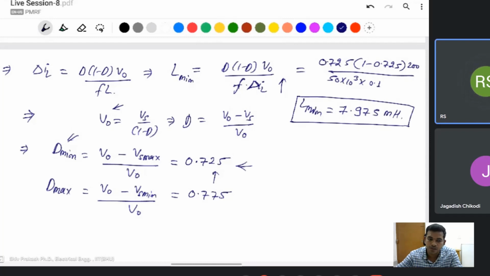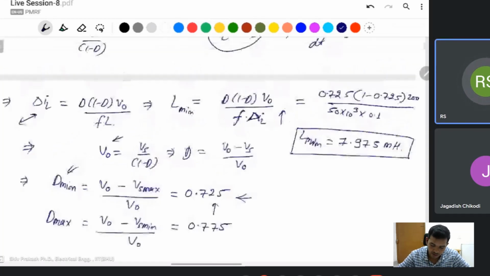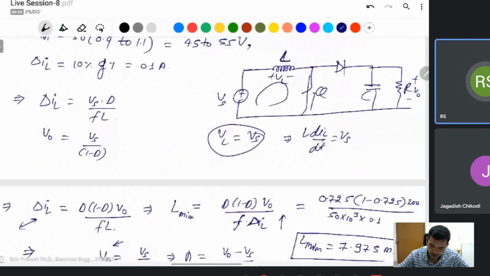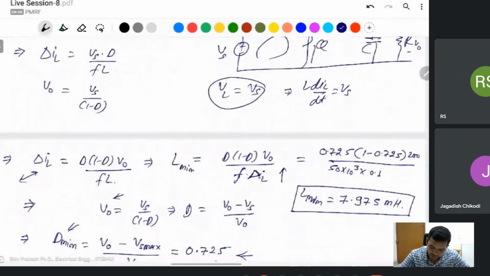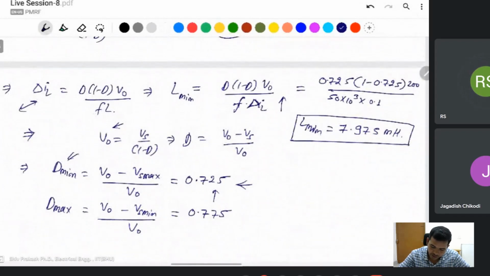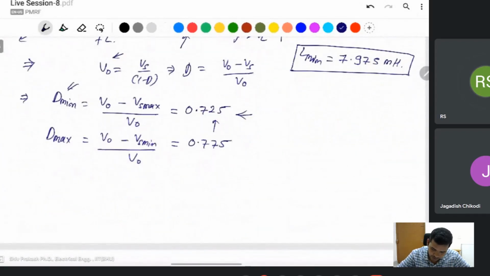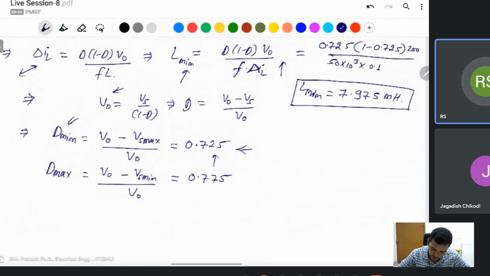Sir, can you explain this problem again? This one you understand, L and delta IL. Yes, sir, this is of the boost converter. Yes, for the boost converter, calculate from here. Then you can take L minimum. Yes, sir, we want to calculate L minimum.